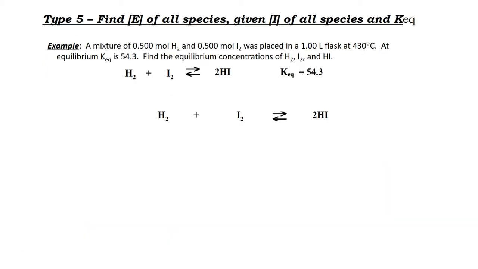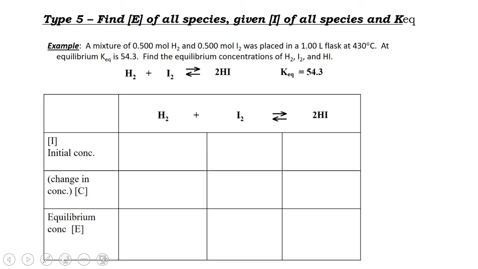Okay, our next one. If you thought that one was big, this one is bigger. So this is going to test your math skills a little bit. Same approach as the last one. A mixture of 0.500 moles hydrogen, 0.500 moles iodine is placed in a 1 liter flask. At equilibrium, the KEQ is 54.3. So it's given to us. We got our reaction given to us as well.